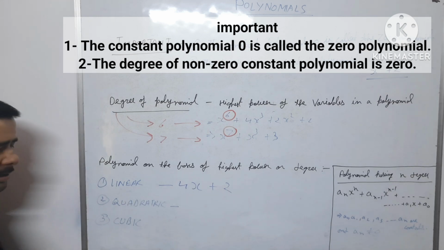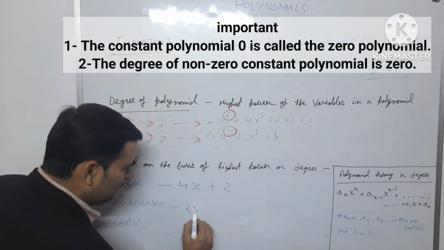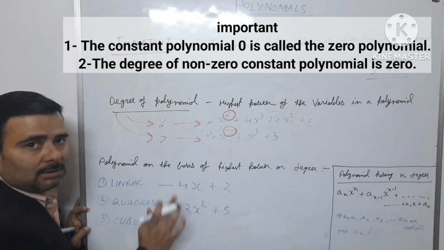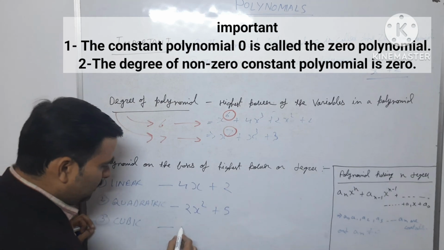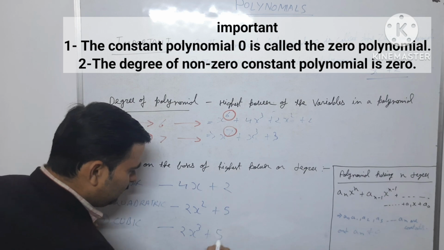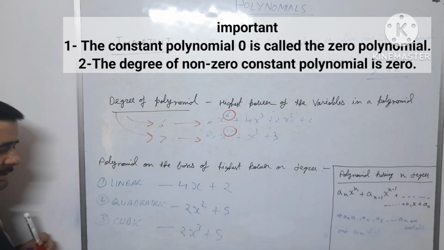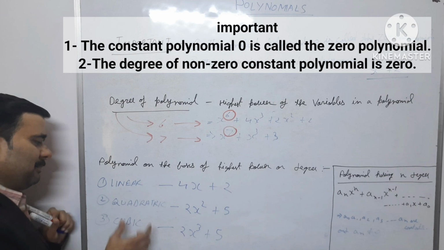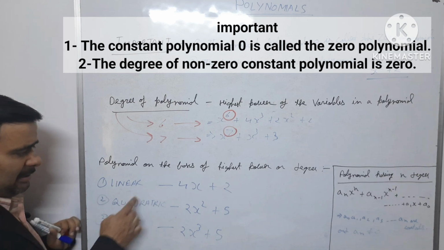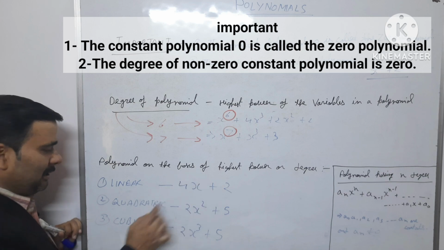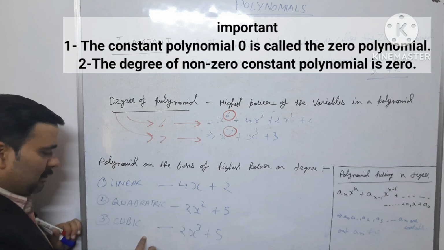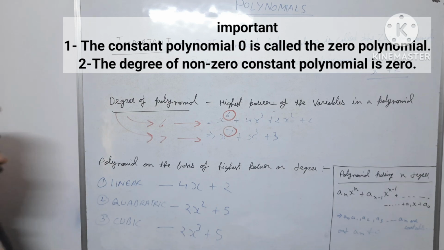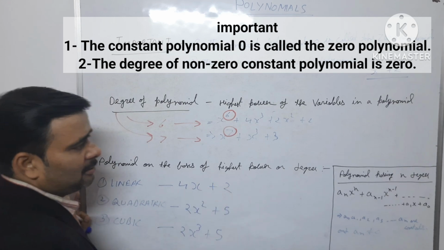In a quadratic polynomial, the highest power of the variable will be 2. That is a quadratic polynomial. And in a cubic polynomial, the highest power will be 3. That is cubic, in the cube form. So you can easily categorize between linear, quadratic and cubic polynomials. A linear polynomial has degree 1, a quadratic polynomial has degree 2, and a cubic polynomial has degree 3. That is the classification of polynomials on the basis of highest power.